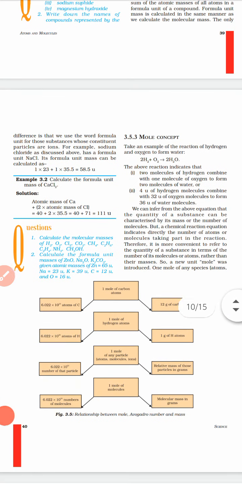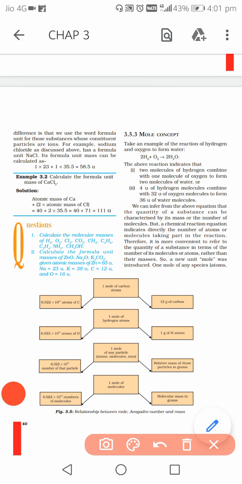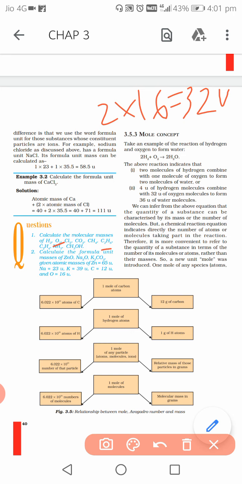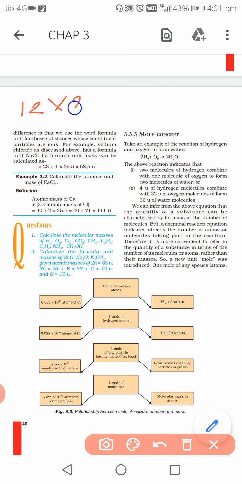So what it should be? 16 into 2, right? That is 32. For O2, the mass will be 2 into 16. So it gives us 32. Unit will be U. Similarly, suppose C2H6 I have taken. C, mass of carbon is how much? This 12. You can see the table. C2. So how many carbon? 2. So 12 into 2 plus how many hydrogen? 6. Mass of one hydrogen is 1. So mass of 6 hydrogen will be 6 into 1.